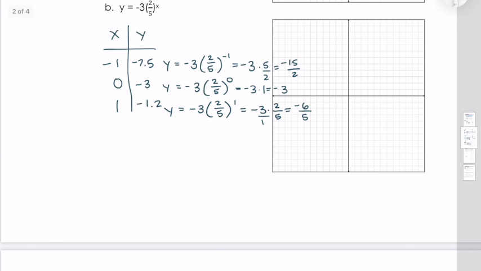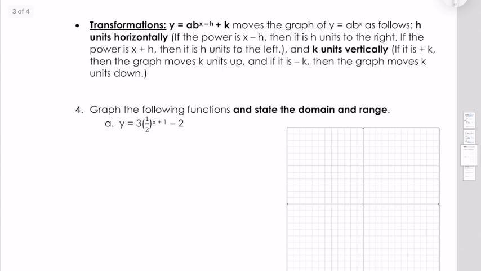All right, and then we're going to plot those. So at -1, we're at -7.5. We're usually above the x-axis, but this time we're below, and it's just a reflection of what we're used to seeing, but our asymptote stays the same. And you still get really close to that line, but don't touch it. You just graph through the points, but that -3 is what has made it flip over.